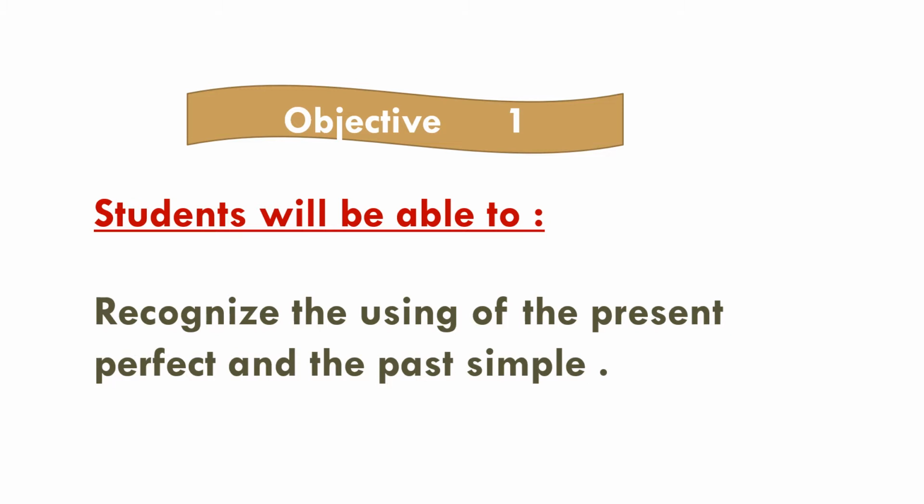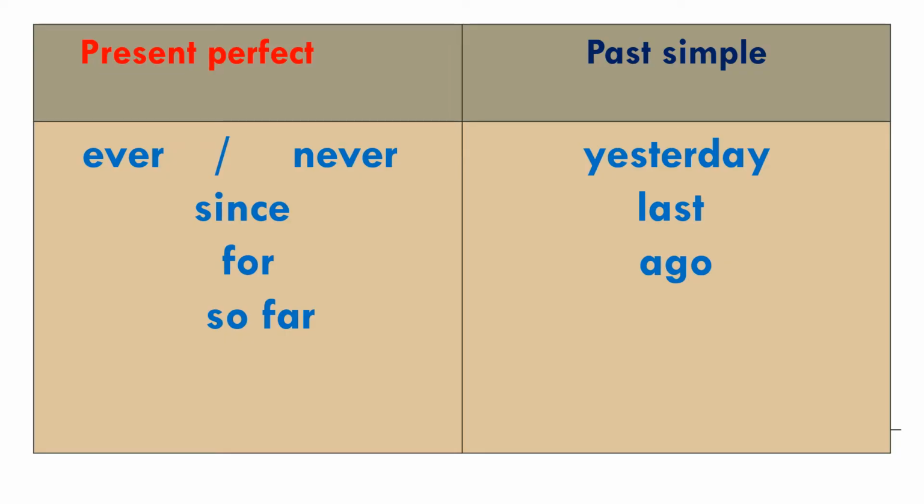Today we are going to recognize the using of the present perfect and the past simple. First of all, with the present perfect, we use ever, never, since, for, and so far. But with past simple, we use yesterday, last week, last month, last year, last Monday, last Saturday, last summer, or ago, 2 days ago, 2 weeks ago, etc.